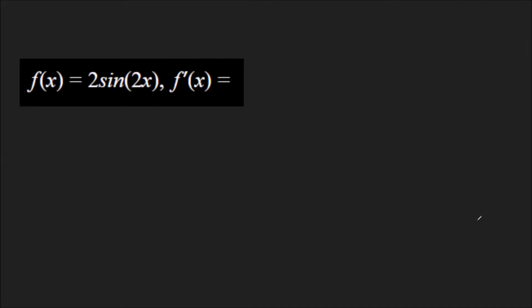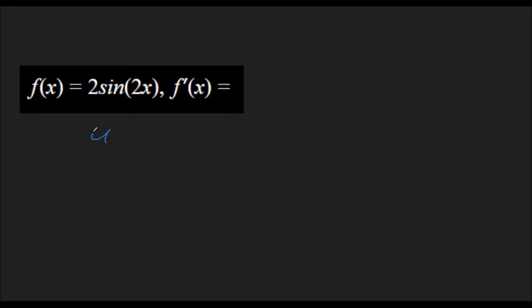Okay, so this question is asking for the derivative of 2 sine 2x. And so the first thing we're going to do is just let u equal 2x. And now we have 2 sine of u.